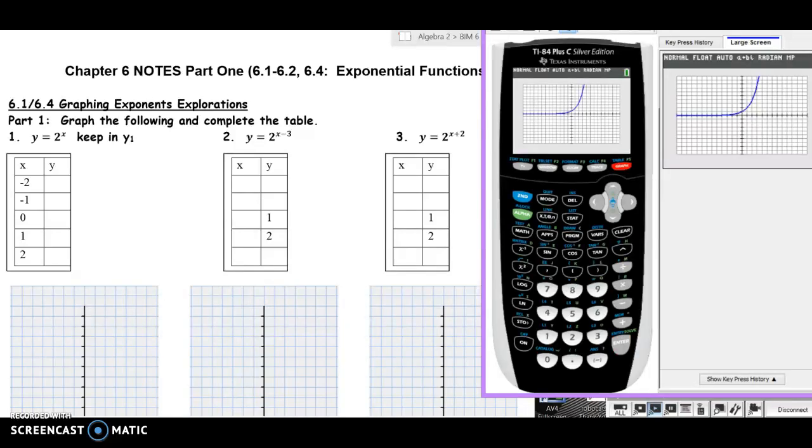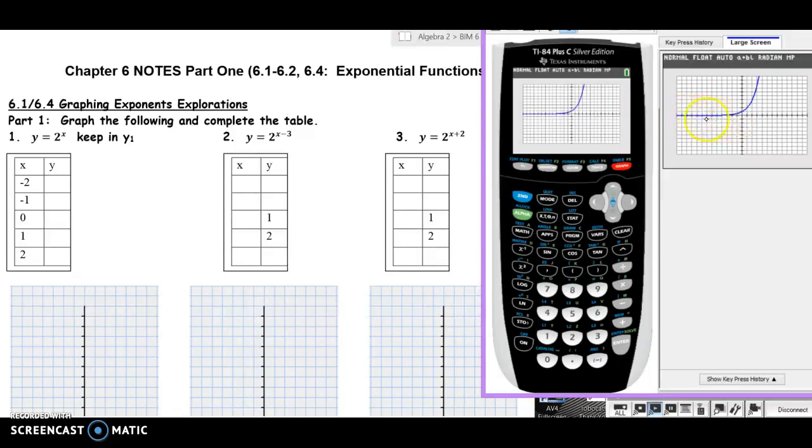This is an exponential growth graph. 2 to the x means that you're basically repeatedly multiplying by 2. So this thing doubles and then doubles and then doubles and then doubles, and that makes it exponentially bigger, an exponential growth curve. A couple things that you might notice, take a look at the left side of this graph.